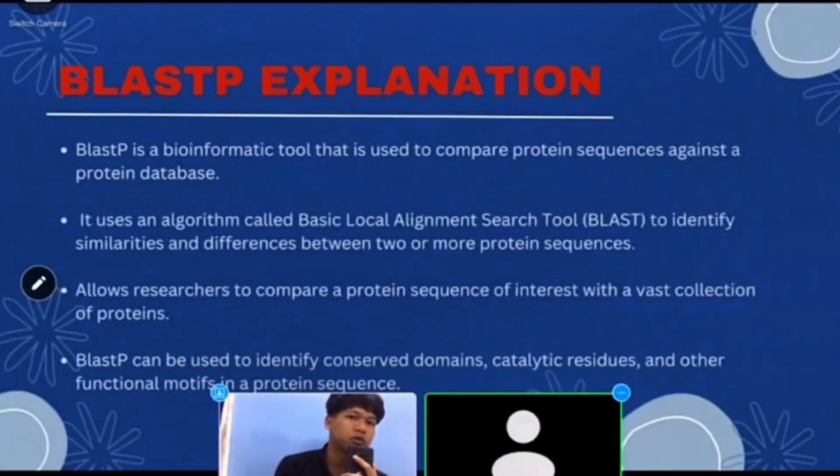Now I will explain about BLAST-P. BLAST means Basic Local Alignment Search Tool, and the P here means protein. Basically it is a tool used to compare a protein sequence against a protein database. It uses the BLAST algorithm to identify the similarities and differences between two or more protein sequences, and it allows researchers to compare a protein sequence of their interest with a vast collection of proteins. BLAST-P can be used to identify conserved domains, catalytic residues, and other functional motifs in a protein sequence.